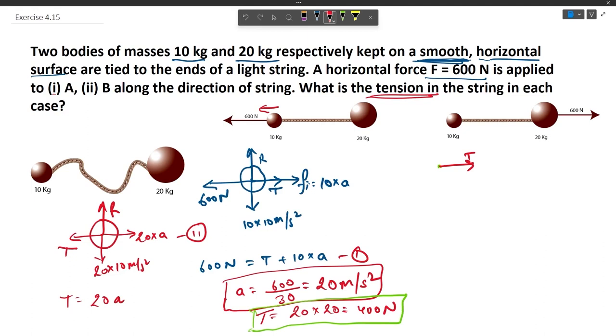Now let us assume that the acceleration is in this direction. Let us assume its magnitude be a. So inertia force would be acting in the opposite direction of the net acceleration. So we can represent it by Fi, and that would be equal to 10 multiplied by a.